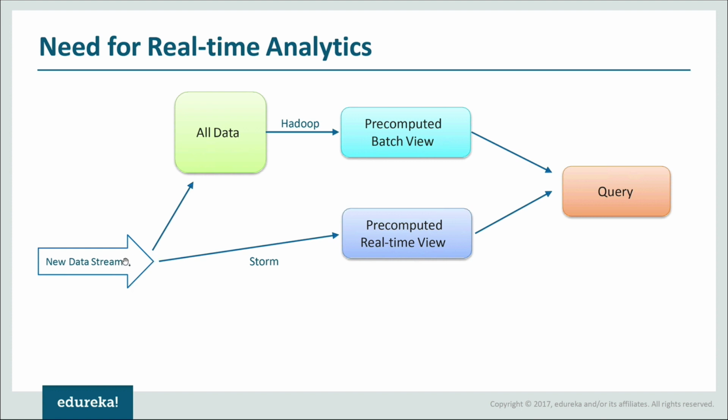You are sending your live data into your Hadoop job so that you can pre-compute and run the batch jobs daily. And then you will have one more application, and that will pre-compute your real-time view, that is today's view, working on events as they come in. And then when you query, you can merge these two results and you will have the complete information in your query.